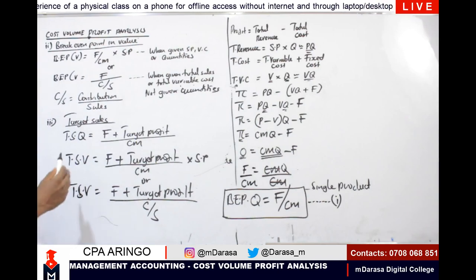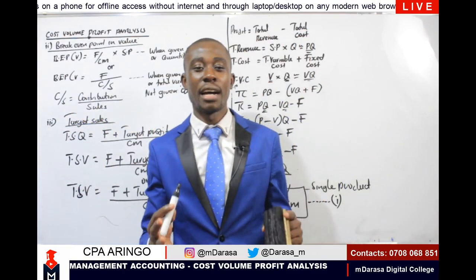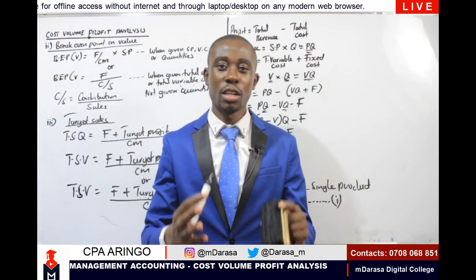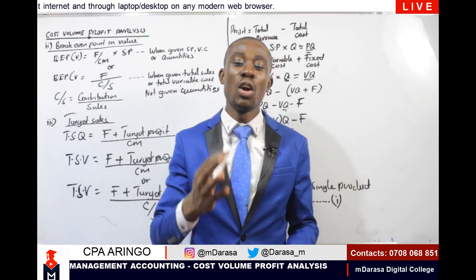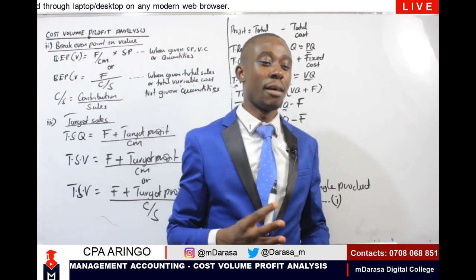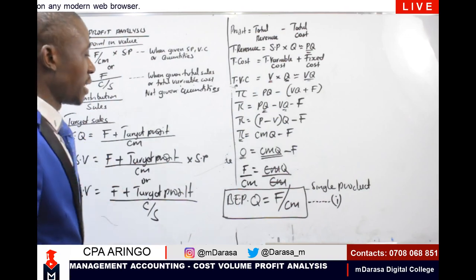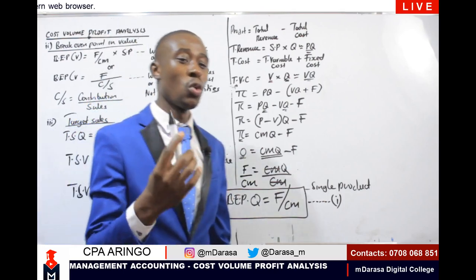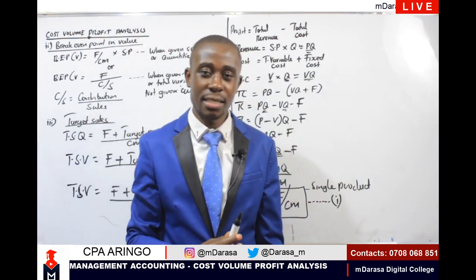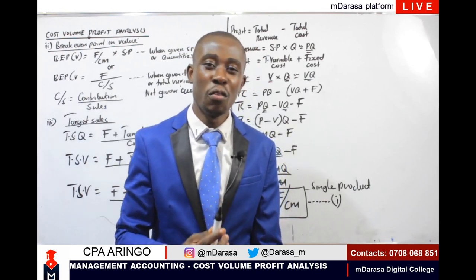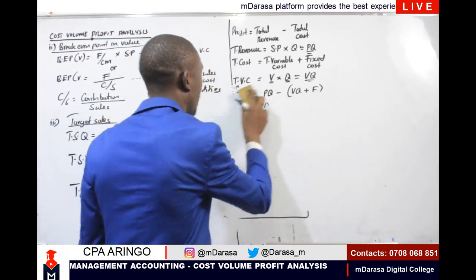So basically, you'll find that this is the whole summary of what you need to know when it comes to the concept of cost, volume, profit analysis. Now, after you've done this one, another concept that you must always have at the back of your mind, and that you're going to look at in our next class, is margin of safety, or MOS.